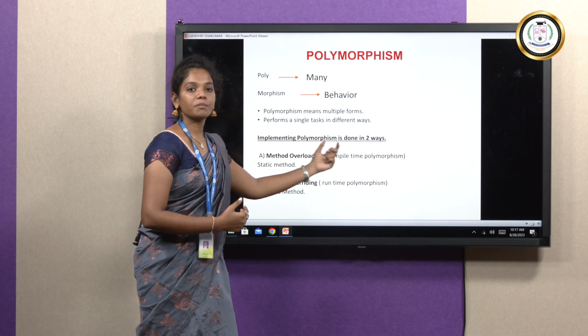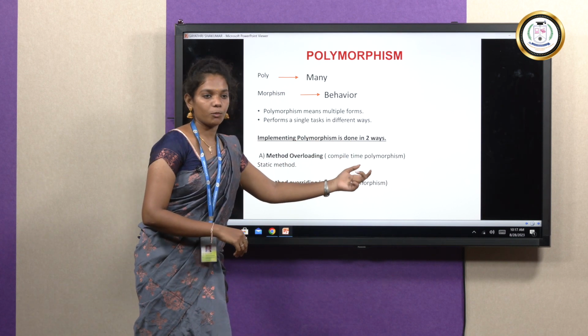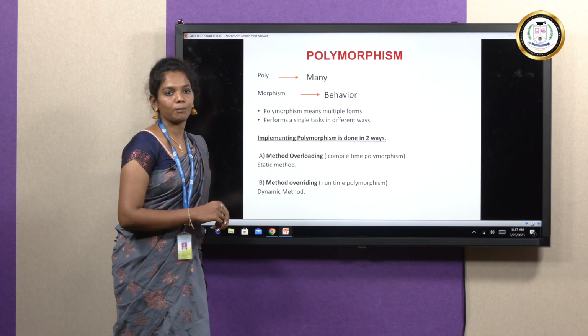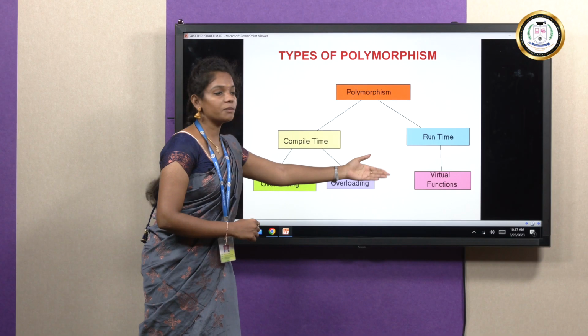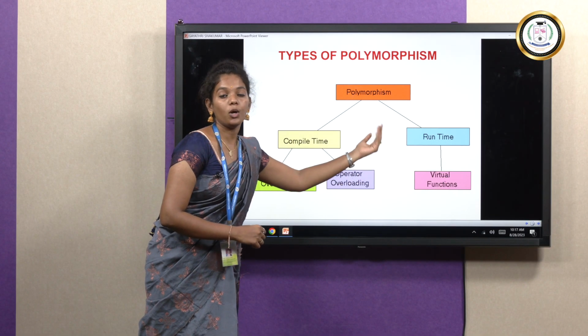Here this is mainly used for compile time polymorphism. This is only for runtime polymorphism. Okay, here are two different polymorphisms. One is compile time and the next one is runtime polymorphism. As we told before, it is function overloading, and this is operator overloading, and this is my virtual function. This is nothing but my overriding.